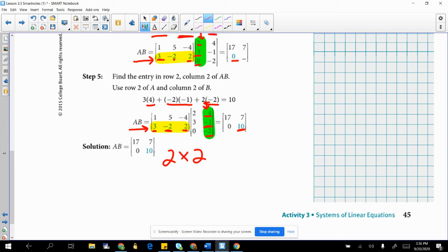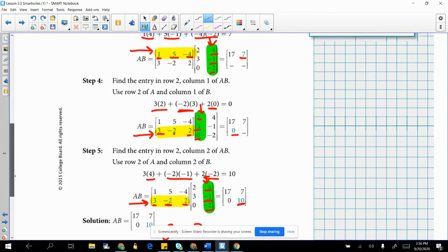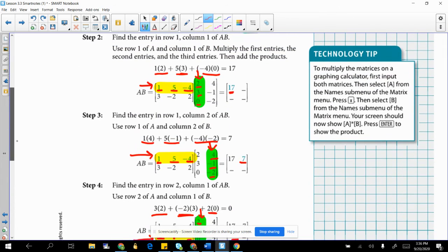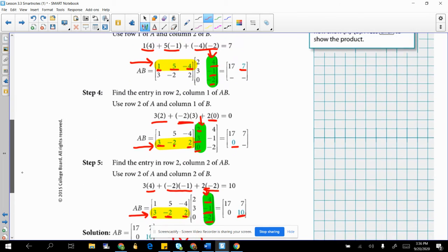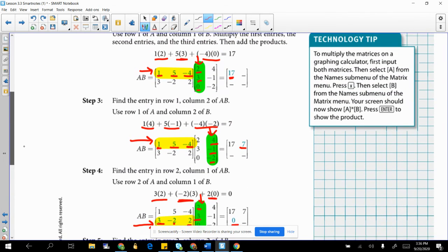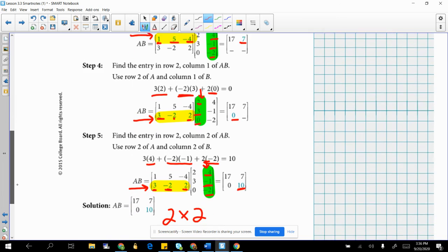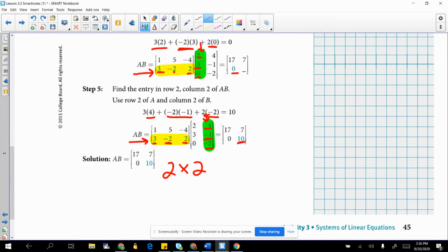Okay, so it's a bit of a process, but notice that in each of these, in matrix A, we only looked at the rows, and in matrix B, we only looked at the columns, because it's always rows by columns. All right, so let's try another one here.